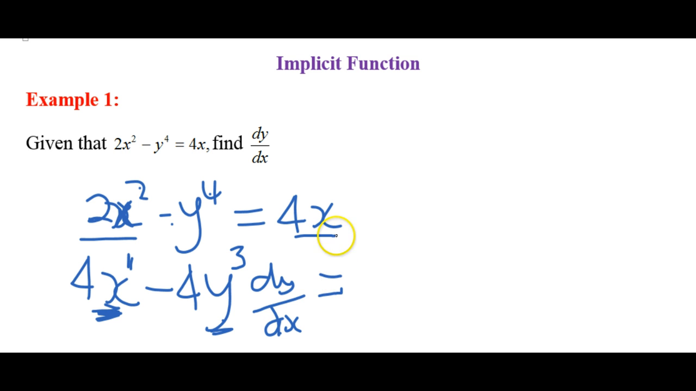It equals, when you differentiate this one, you get 4. And here again, we can also say dx dx, but it doesn't make sense to write because it gives you 1. So we just leave it as such. So this one doesn't come at all.